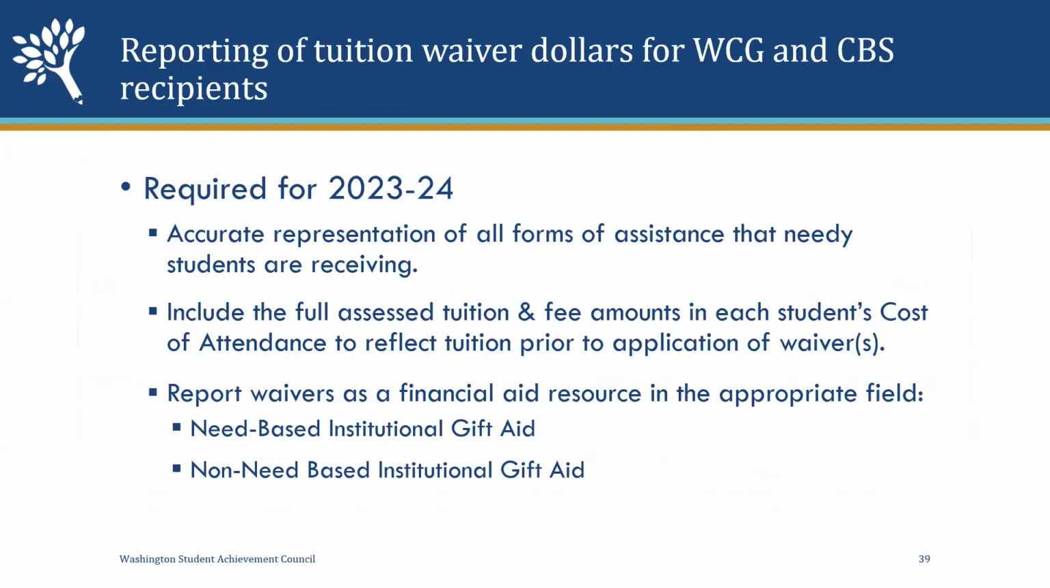For tuition waiver dollars, it is required that you report those during the 23-24 academic year. We want an accurate representation of all forms of assistance that needy students are receiving. So we want you to put the full assessed tuition and fee amount in each student's cost of attendance to reflect tuition prior to the application of waivers. And there are 2 basic waiver types, need-based institutional gift aid and non-need-based institutional gift aid. So you need to report that waiver in the appropriate field.